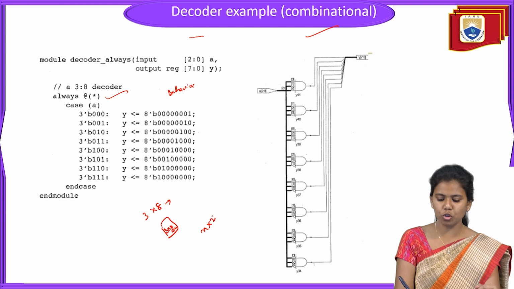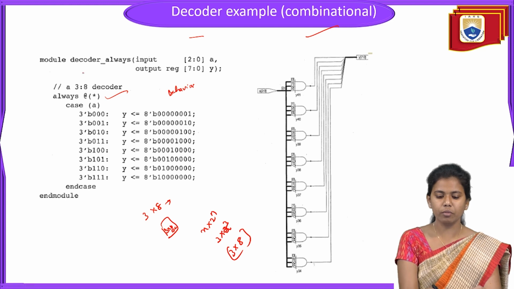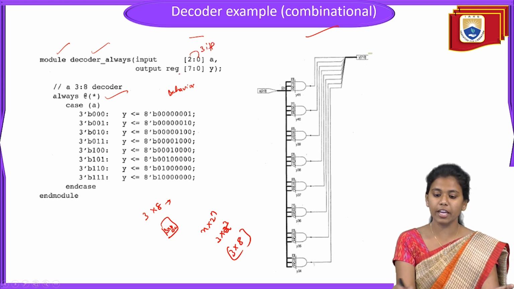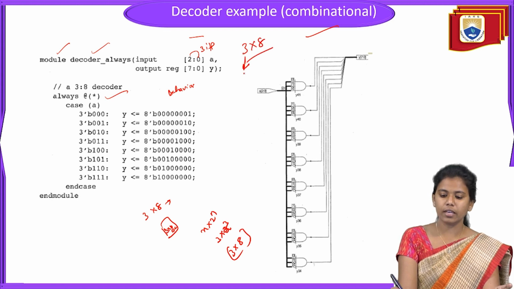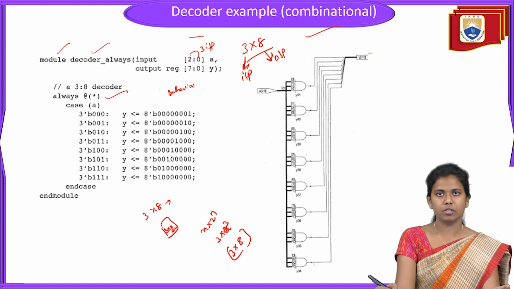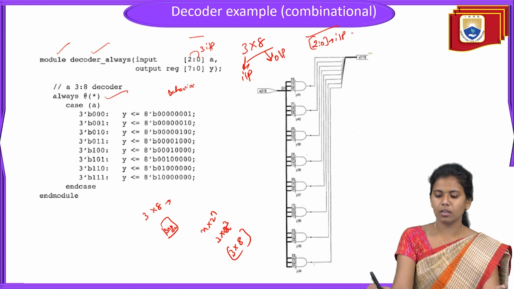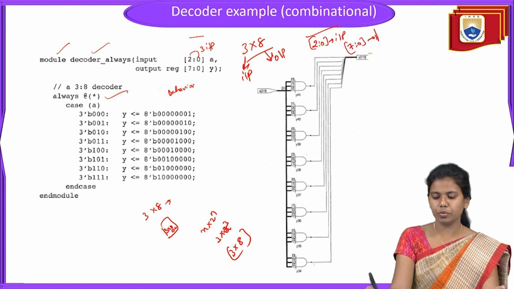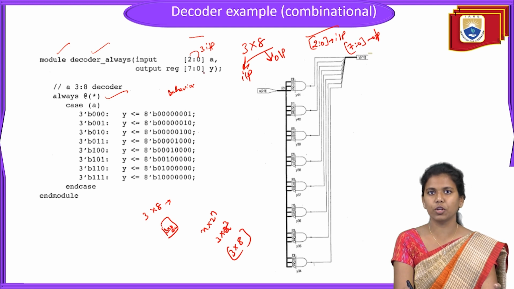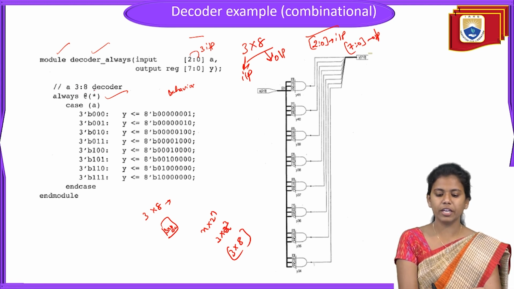That means n into 2 power n, 3 into 2 power 3, so a 3:8 decoder. Here we will see the module, and the example module that I am considering is a decoder. The port list consists of input [2:0], that is totally 3 bits of input, and as it is a 3:8 decoder, 3 is the input and 8 is the output. So when I represent 3 bits, I must represent [2:0] as input and [7:0] as the output. So here my output is reg [7:0].